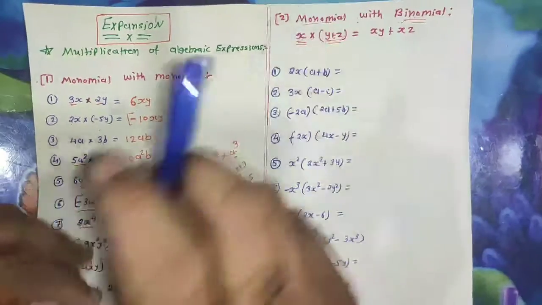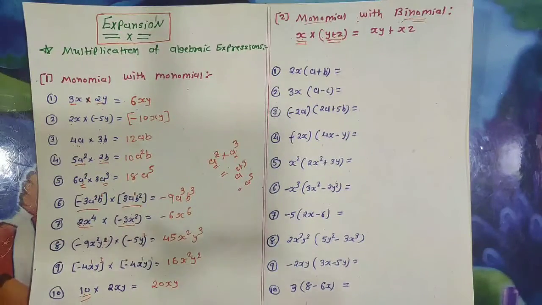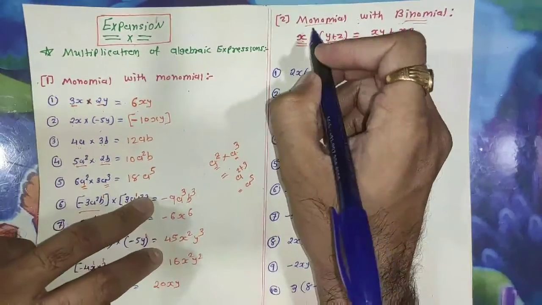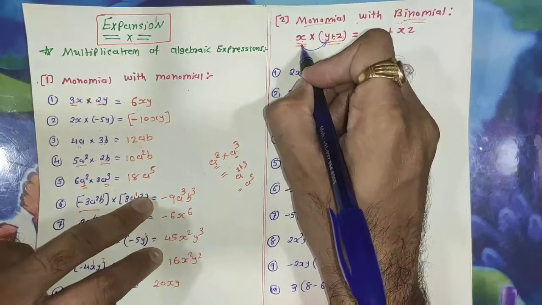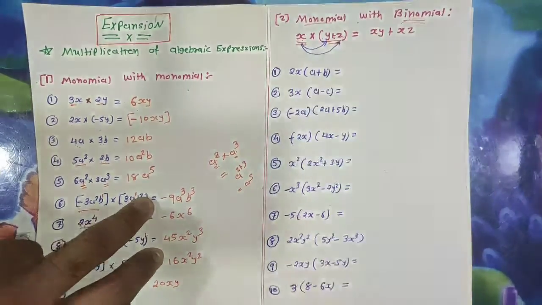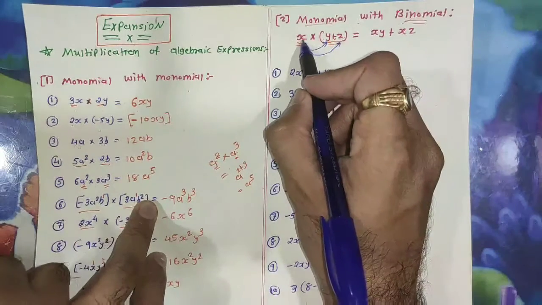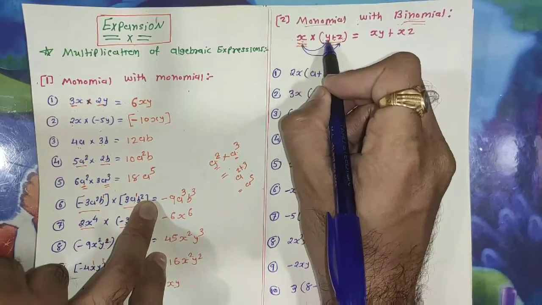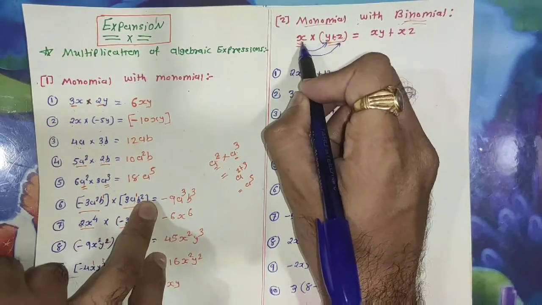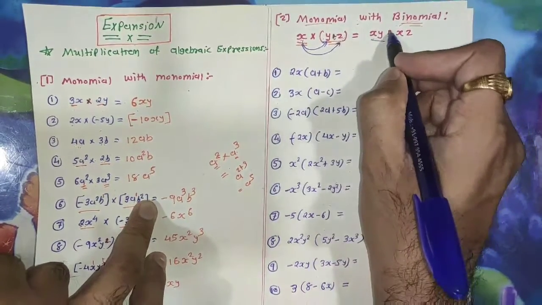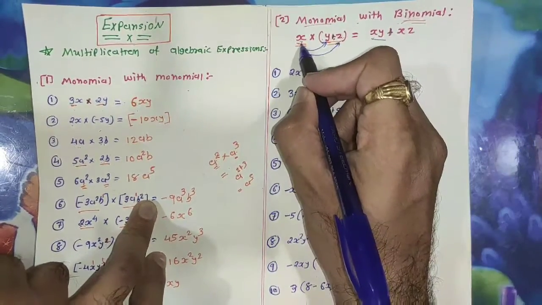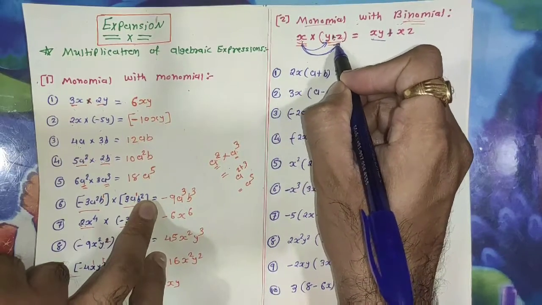So it can be performed by multiplying this monomial with the first term plus again multiplying this monomial with the second term. So multiplying this monomial with the first term, it will be x into y, so it's xy, plus sign is there, so you have to put a plus sign, and again you have to multiply this monomial with the second term.